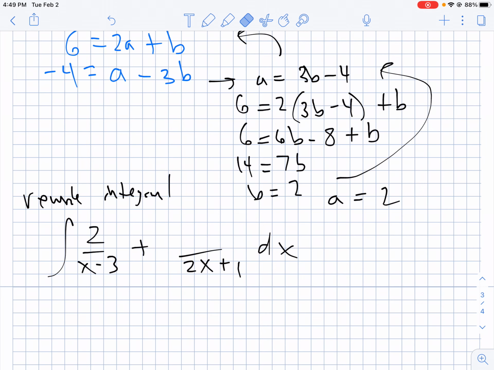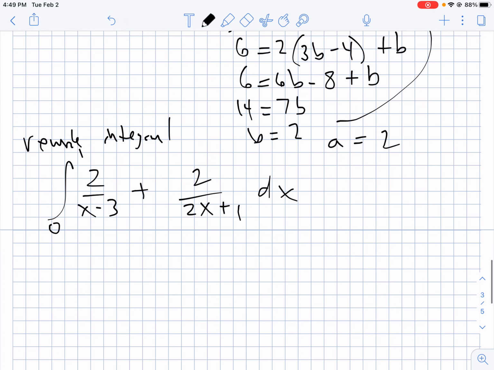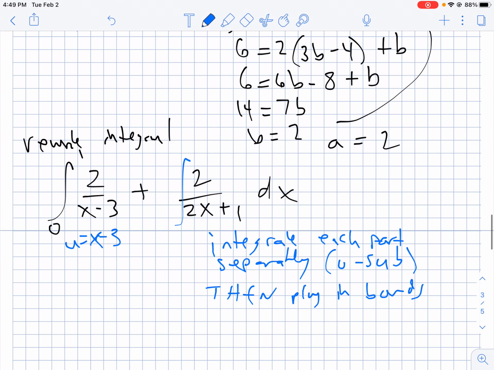Okay. Now, the tip I want to give you here, and we're still integrating this from 0 to 1, but basically what you want to do on these is just integrate each part separately. And by the way, in pretty much every case, you're going to need to do a u sub on these. And then I'm going to plug in the bounds. Okay. So on the first part, my u equals x minus 3. I'm just going to plug in the bounds at the end. I'm not going to change them here. The du is just dx, of course. That's just 2 over u, so that becomes 2 ln of x minus 3.